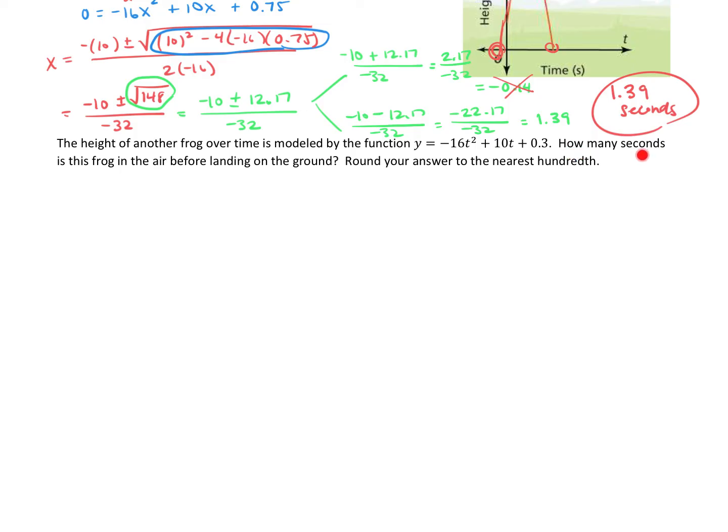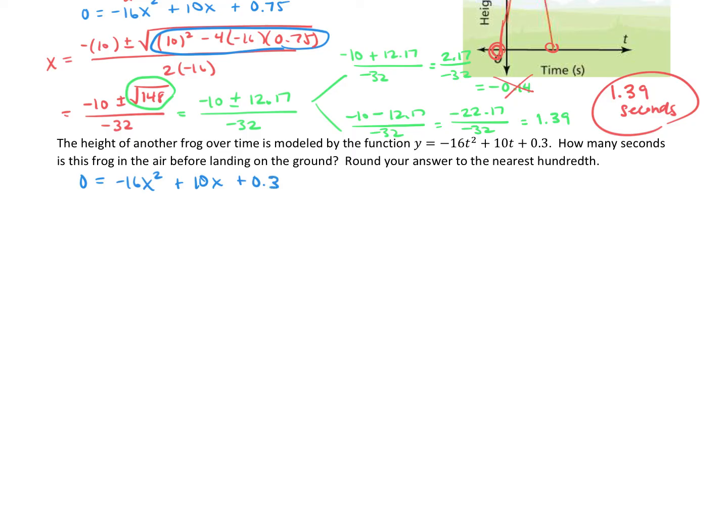How many seconds, so solve for x, is this frog in the air before landing on the ground? That's when y equals 0. Round your answer to the nearest hundredth. Okay, so we take our equation. We're going to plug in a 0 for y. That's when we're on the ground. Your height is 0. Negative 16, I'm going to use x's, x squared plus 10x plus 0.3.